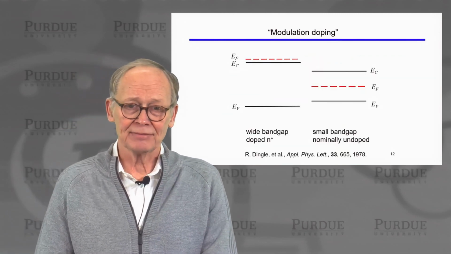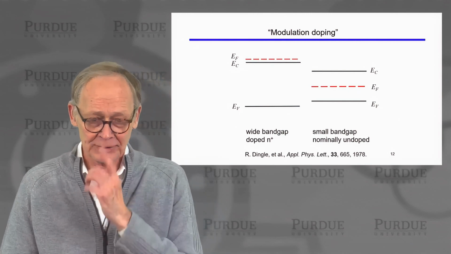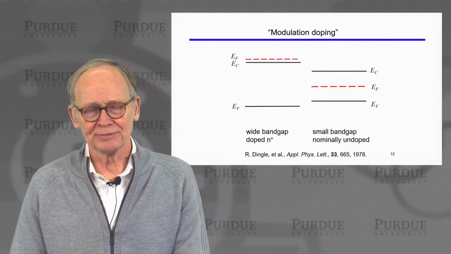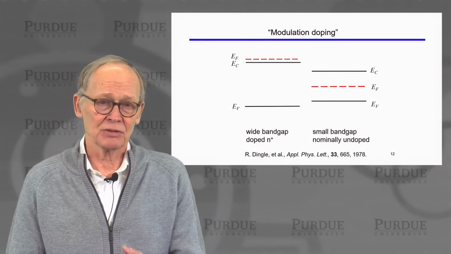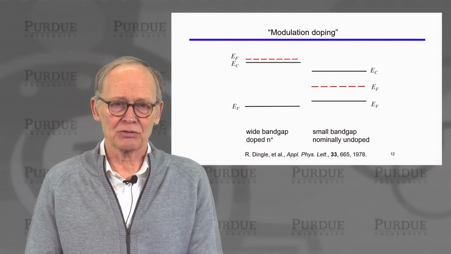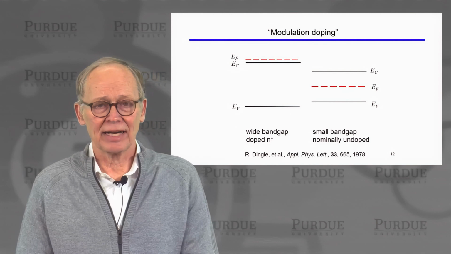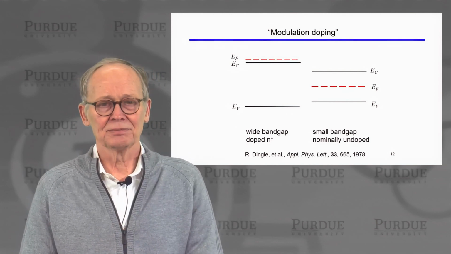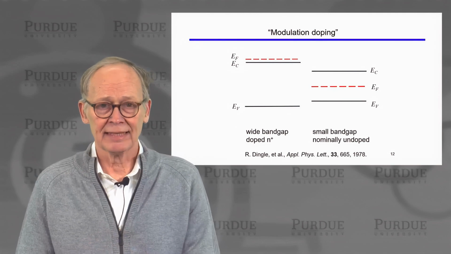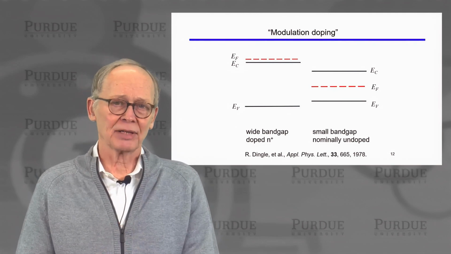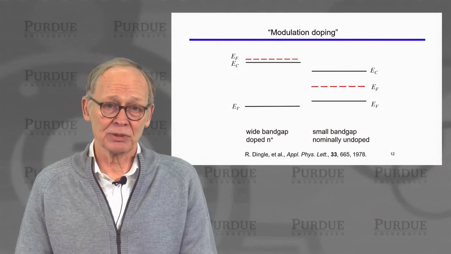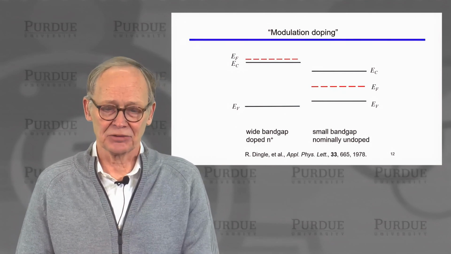Well, how do we get the high mobilities? We rely on a technique called modulation doping. Normally, in order to make a good transistor and have high currents, we need a lot of charge, and we need the charge to move fast, which means we need a high velocity. But if we dope a semiconductor to get the high charge, we will lower its mobility, and that's not desirable.